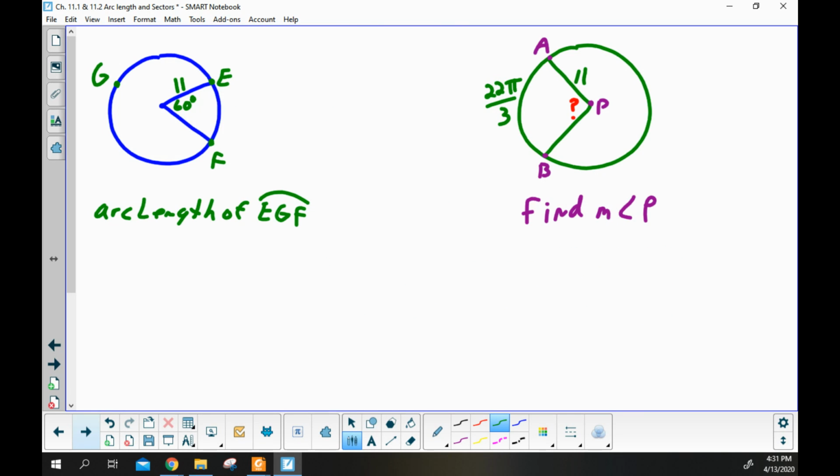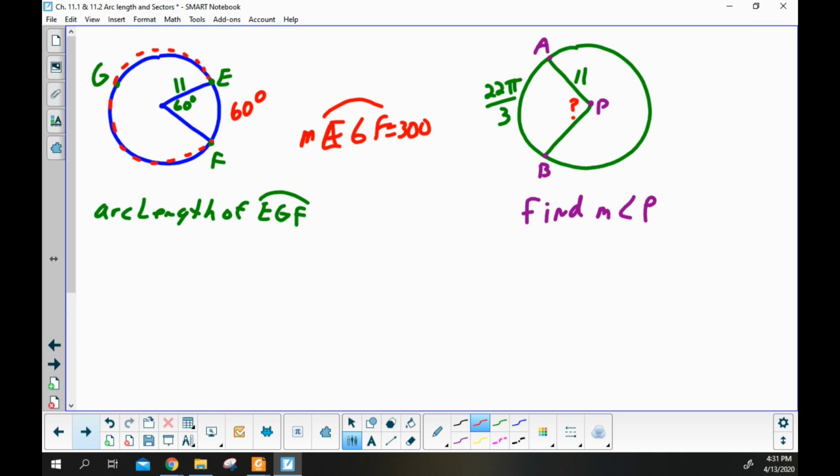All right, so here we go, a couple of different ones. So this time, I'm looking for the arc length of EGF. I'm looking for the arc length of the outer one here, the major arc, not the minor arc, which is what's being represented. Though we do know that the measure of EF here is going to be 60 degrees as well, so that means that my measure of arc EGF has to be 300, 60 out of 360.